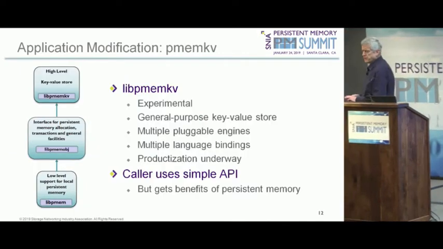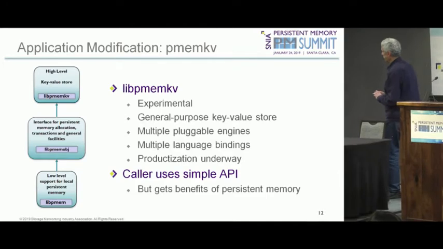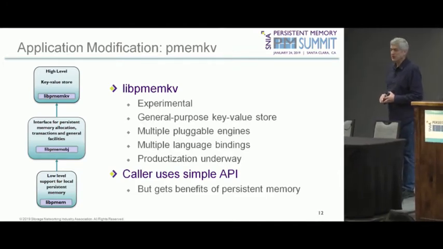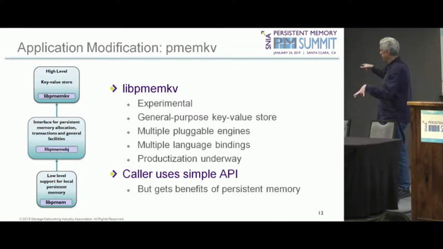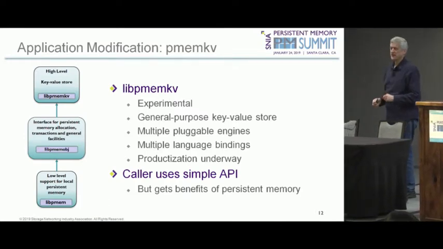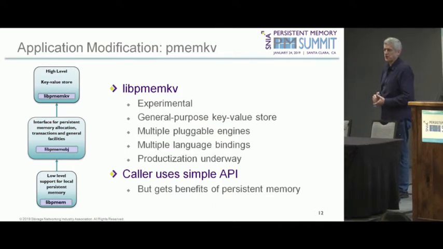Then we've used these APIs to build some higher level libraries. And the one that I'm kind of excited about now is this one called libpmemkv. It's a key value store. We've built it on top of these other libraries. And it's general purpose. It's not quite product quality yet. That's why I marked it experimental.